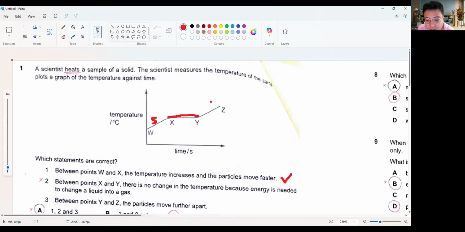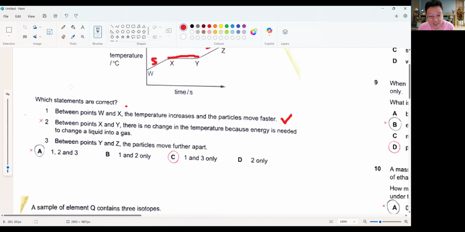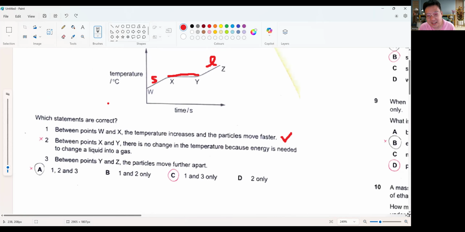So I write an S here, an L here. So it should be solid to liquid. What does this teach us? This teaches us that we must read the question, okay? Don't always just jump down here and read this part. You must read on top here.